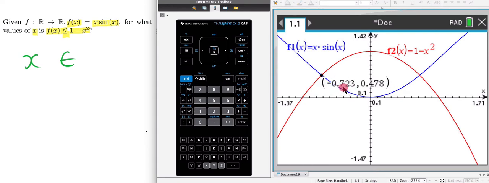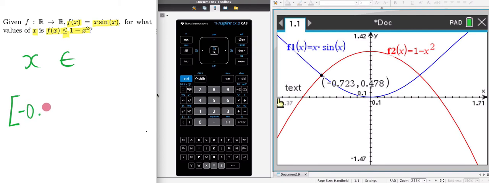Now this point right here is where these two graphs are equal to each other. Now we also want that information because it says less than or equal to. So I'm going to include it. So it's going to be negative 0.723, comma. Then we want to find where it ends.